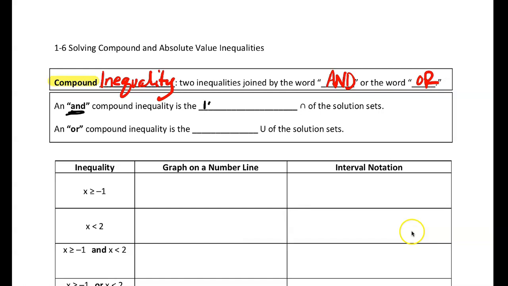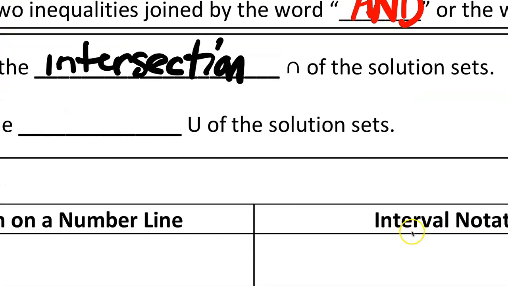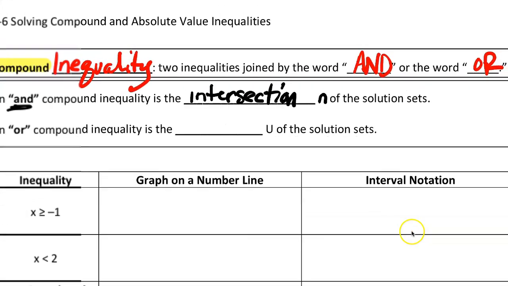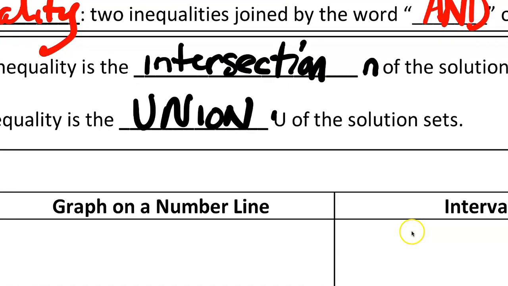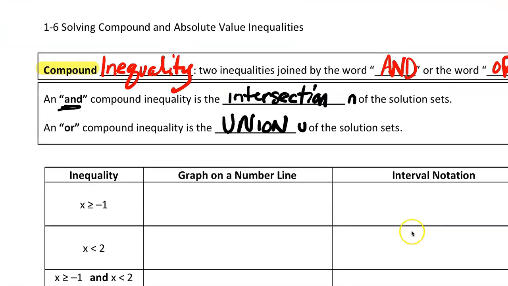is the intersection, and the special symbol in math for that is this upside down U, the intersection of the solution sets. An "or" compound inequality is the union, or a capital U symbol, the union of the solution sets. If you want two things to be true at once, that's the intersection. If it's one or the other, then that's a union of the solution sets.